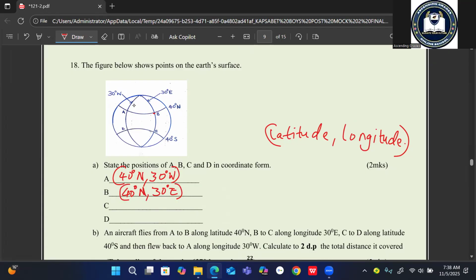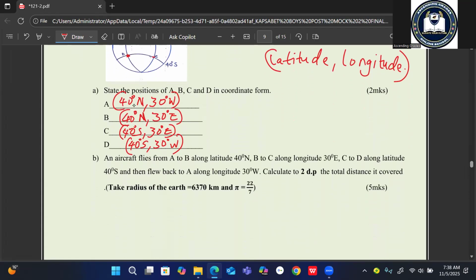Go to the position of C. C is here. Its latitude is 40 degrees south, comma, its longitude is 30 degrees east. Go to D. D is here. Its latitude is 40 degrees south, then 30 degrees west. You have obtained your 2 marks. Very simple. So from there, we go to question B.